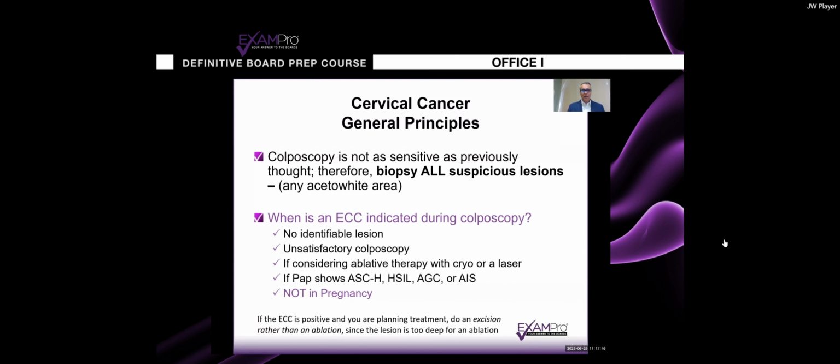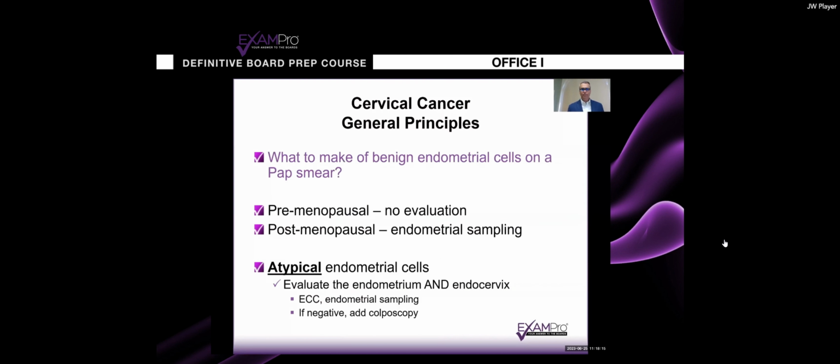Remember, not in pregnancy. And one other thing, if you're planning on doing an ablative procedure, cryo or laser, and the ECC that you did comes back positive, you want to change your plan. You want to do an excisional procedure because the ablative procedures, those superficial procedures, are not going to get deep enough to treat the canal. So it's an important reason why you want to do that ECC in those cases.